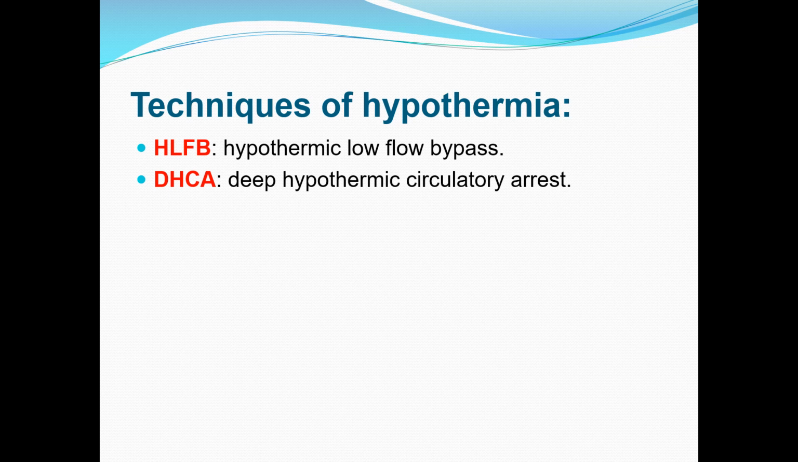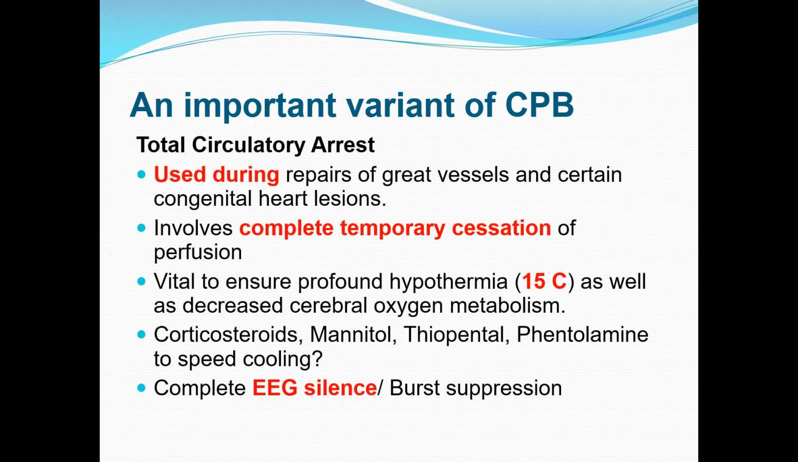In deep hypothermic circulatory arrest, the circulation will be stopped totally. In this situation, temperature will be reduced to between 15 and 18 degrees centigrade, and the brain, which is the organ most sensitive to hypoxia and hypoperfusion, can tolerate about 40 minutes of total circulatory arrest.